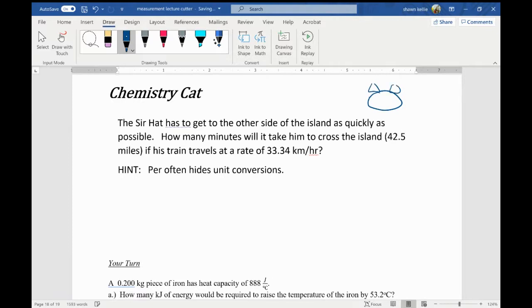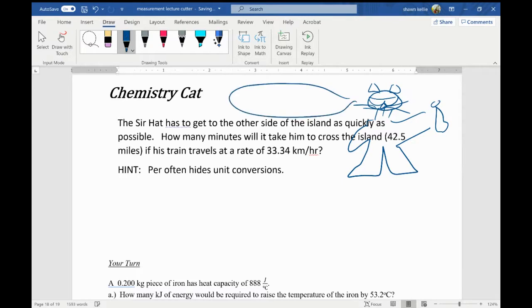and that's our good friend Chemistry Cat. Chemistry Cat does what all cats do, and it goes purr, purr, in order to identify unit conversions.